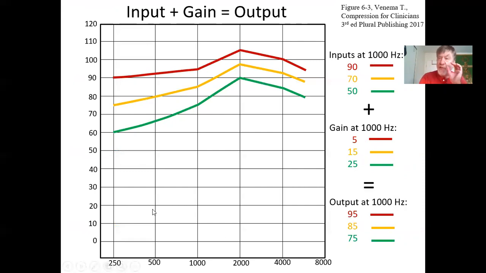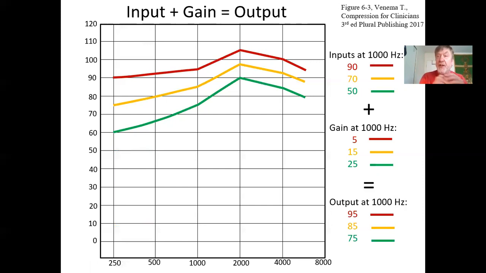The output for the softest input is the bottom one. The output for the average input is the middle one. The output for the loud input is the highest one. And there's 3 different outputs. These might be 3 different targets. Okay? Why? Because hearing aids are now compression.